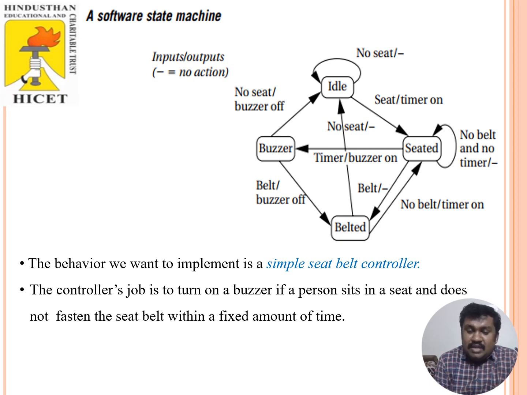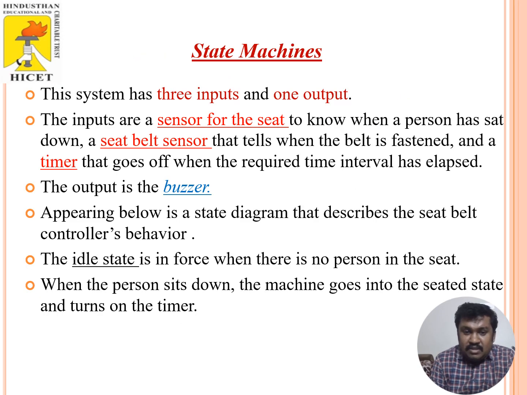So this particular state machine tells whether a person is seated or not. It can be indicated with the help of a buzzer. So this tells you about a simple seatbelt controller. So we see it in a very detailed manner.